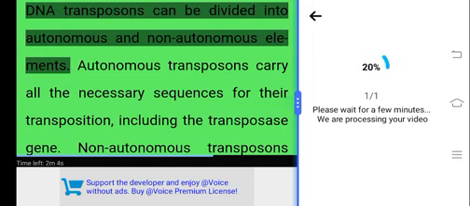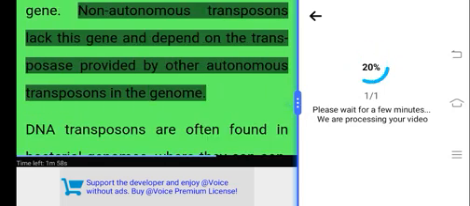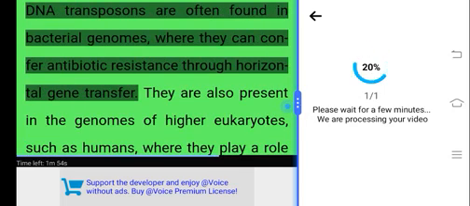DNA transposons can be divided into autonomous and non-autonomous elements. Autonomous transposons carry all the necessary sequences for their transposition, including the transposase gene. Non-autonomous transposons lack this gene and depend on the transposase provided by other autonomous transposons in the genome. DNA transposons are often found in bacterial genomes, where they can confer antibiotic resistance through horizontal gene transfer.